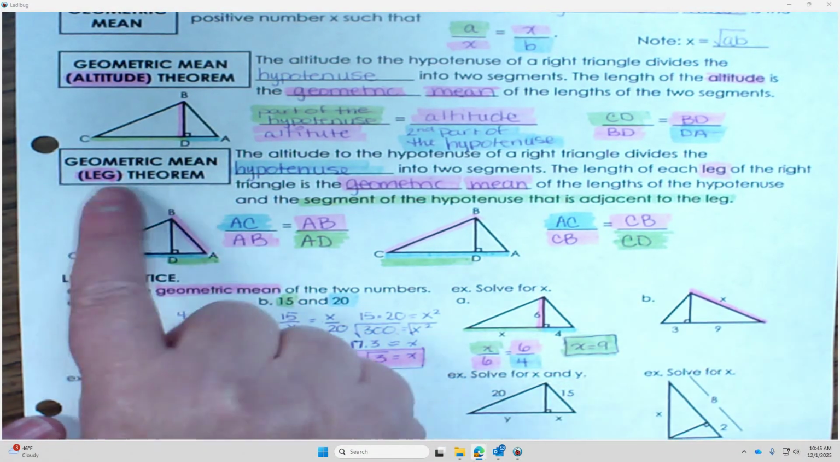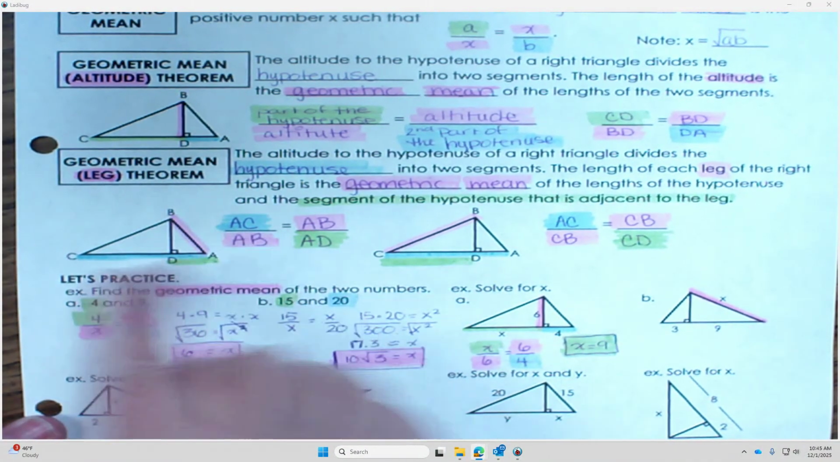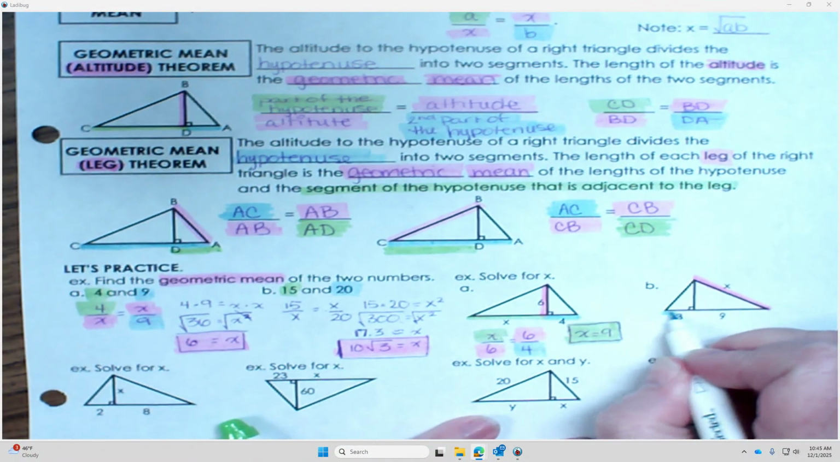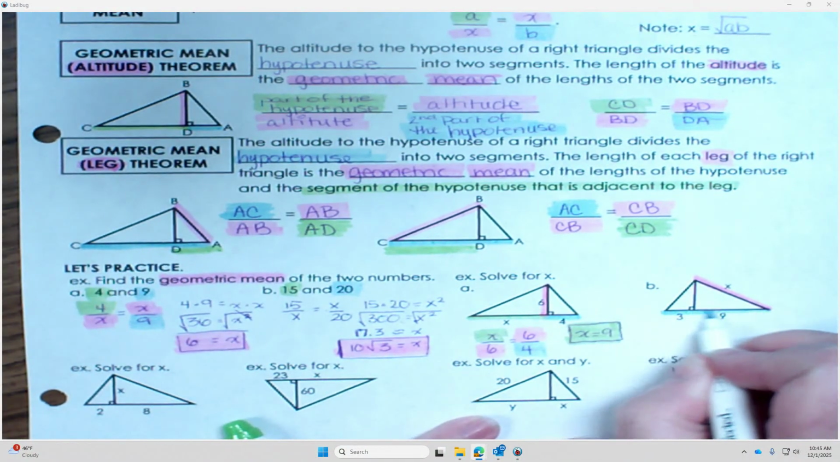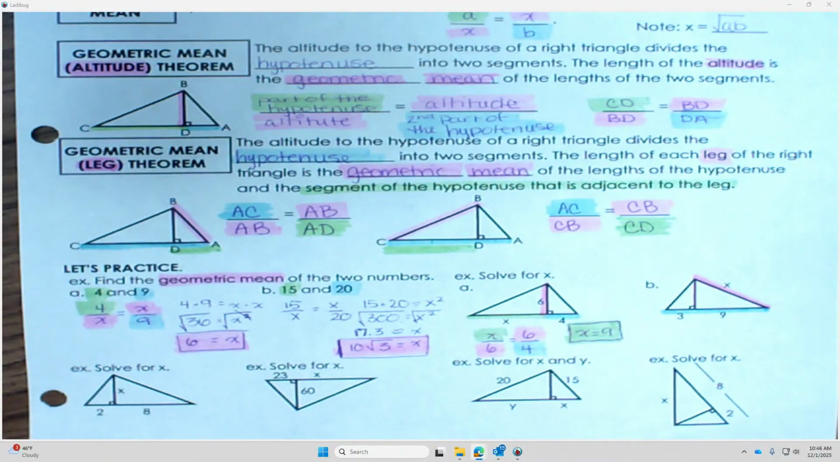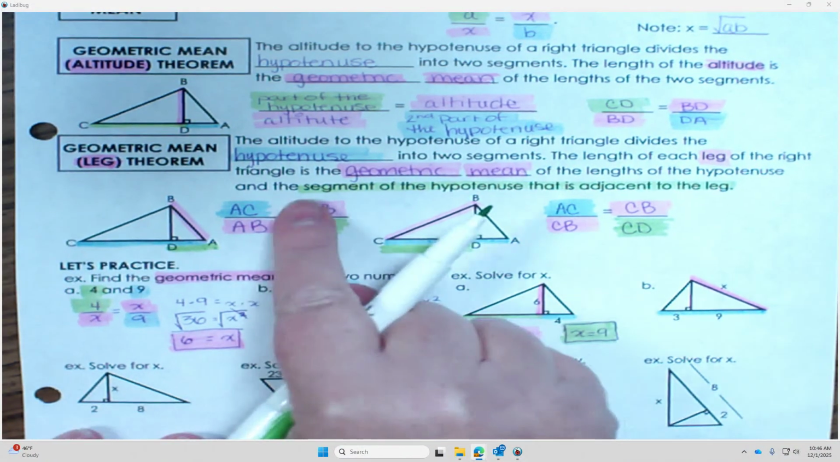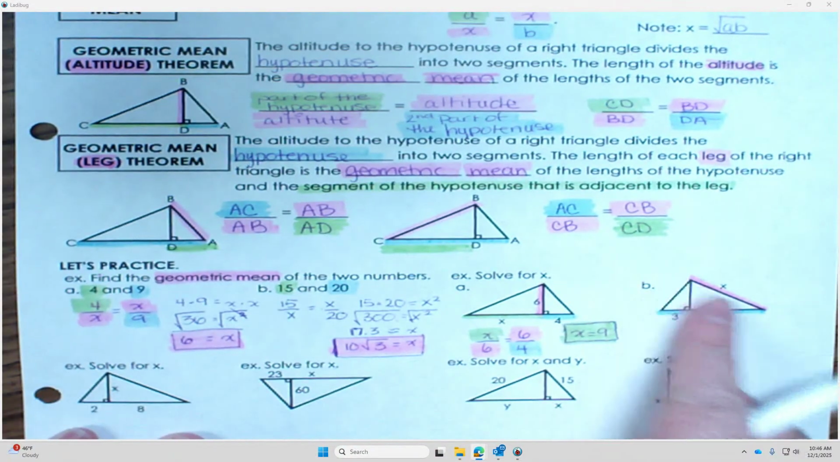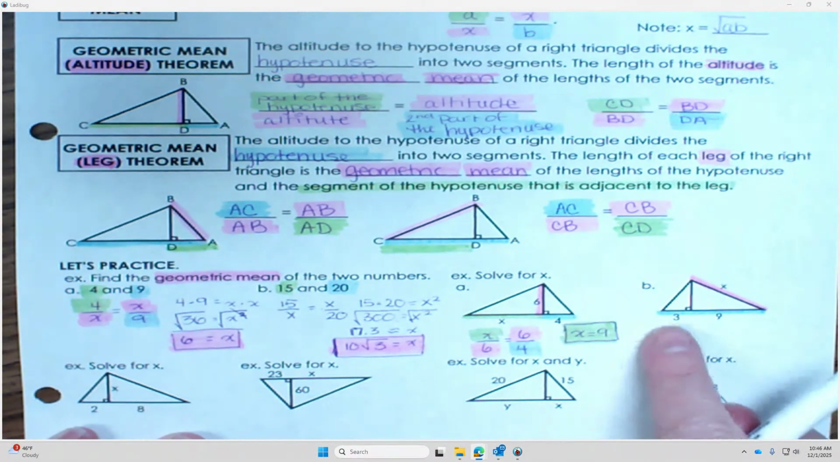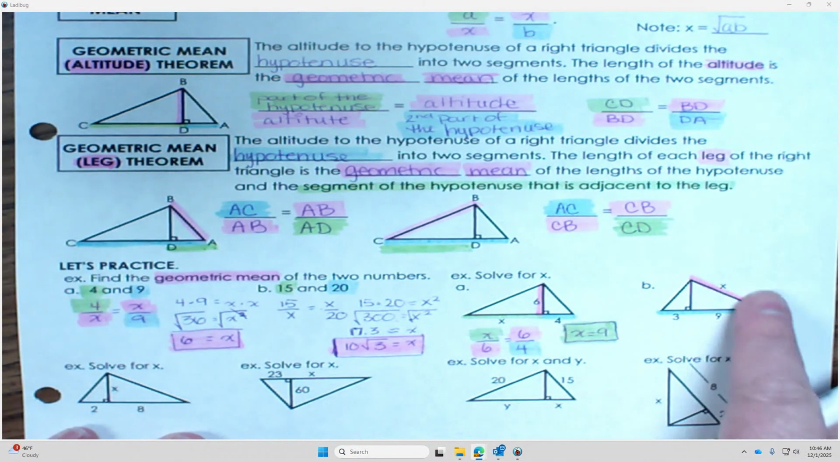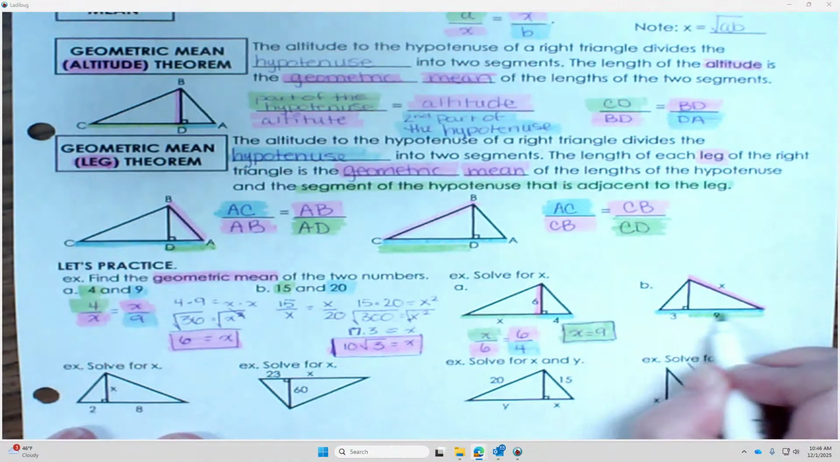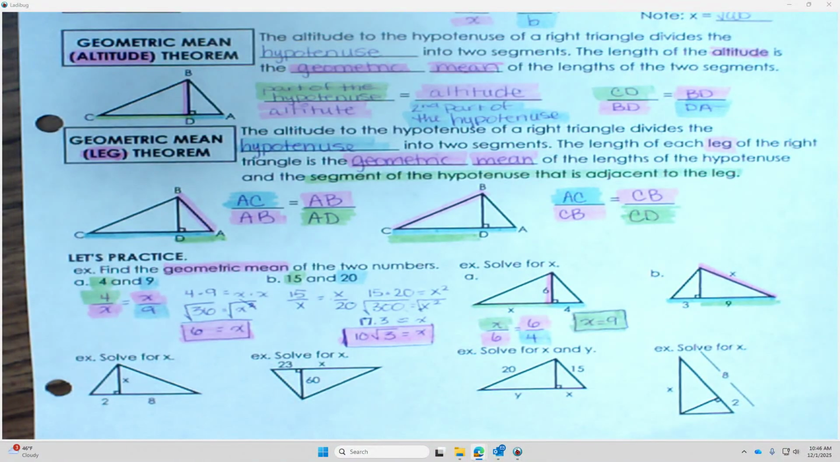Okay, and when I do leg, I do the whole hypotenuse all the way across. So let's get my blue and do the whole hypotenuse all the way across. So from here to here is blue. And then for my green, I have the segment of the hypotenuse that is adjacent to the leg. So my leg is here in pink. And I need to decide, is 3 or 9 adjacent to this pink part? So hopefully you can see that 9 is the part that's adjacent to the pink part. And so those are going to be our numbers we use for our proportion.